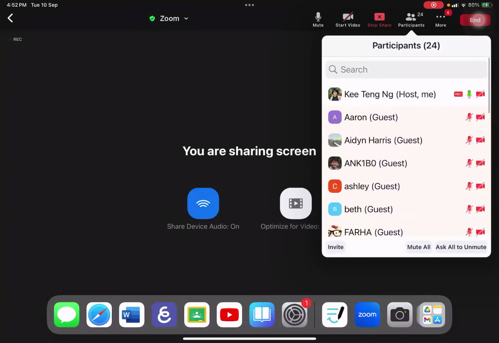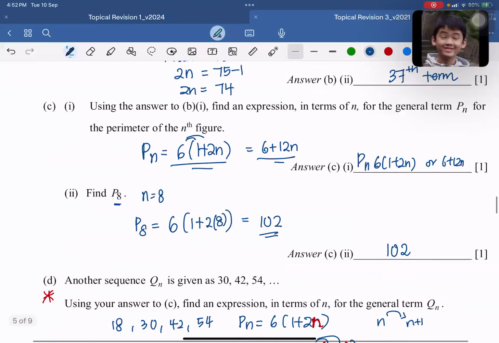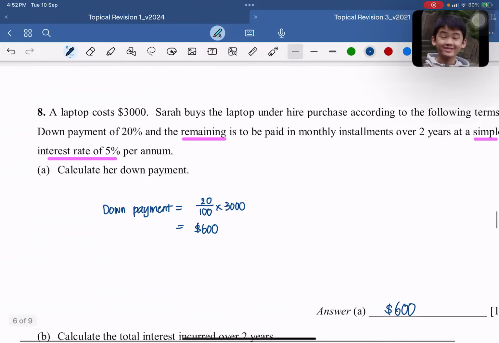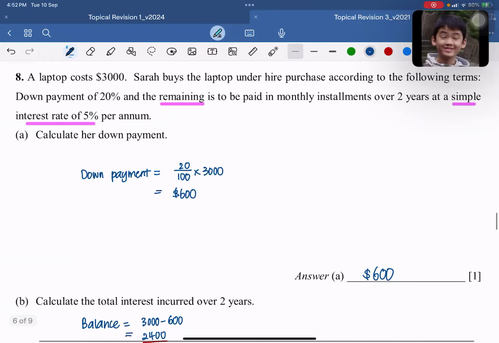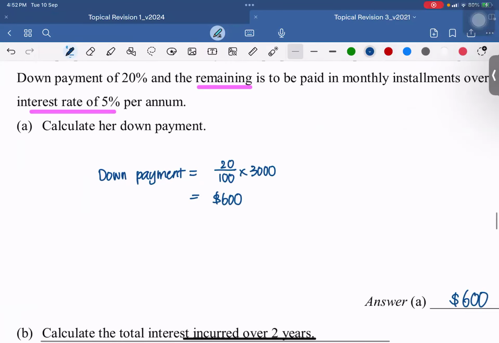Okay. All right. Next part of the question. Next one. I don't have much time left, so I try to focus on the harder questions. This one is a very standard question. The laptop is bought under hire purchase. So to buy hire purchase, the first step must be to find the down payment.